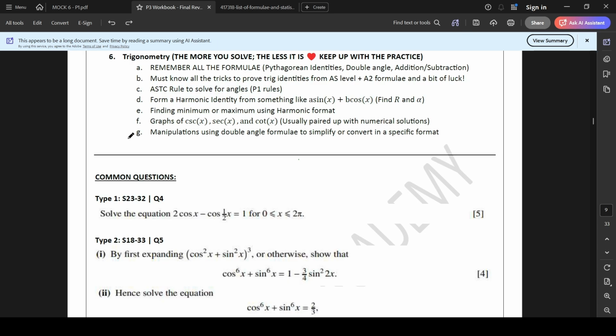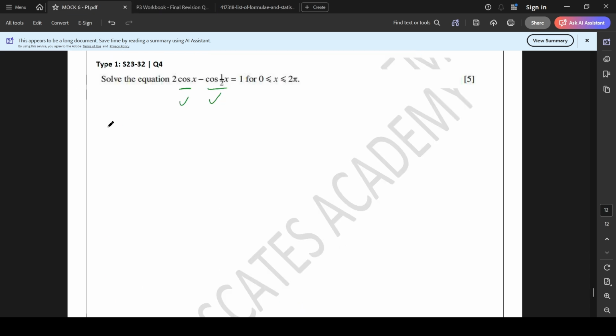Now if you look into the last pointer that I talked about in the key pointers of P3 trigonometry, you should be aware of the manipulations using the double angle formula to simplify or convert a given format into a specific format. Because I am dealing with cos, there are two cos terms. The double angle formula that comes to my mind is the cos 2x formula. So if I write cos of 2x, and cos 2x has three different formulas, I'll be using the cos x version, that is 2 cos square x minus 1.